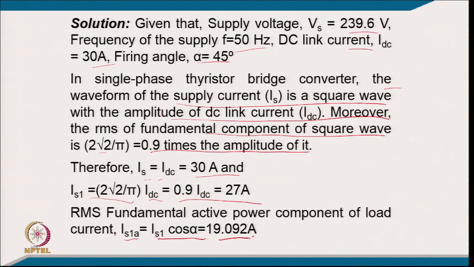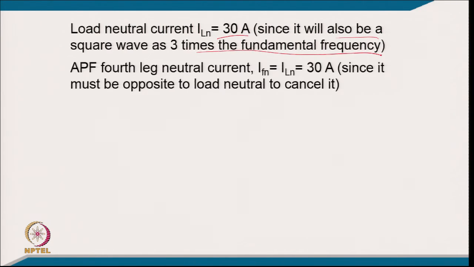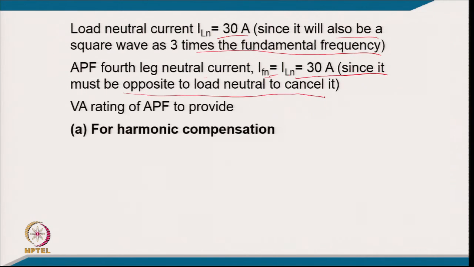Putting the value alpha 45 degree, you get 19.092 ampere. The load neutral current will be the same as 30 ampere, since it is also a square wave of 3 times the fundamental. The active power filter fourth leg current will be IFN equal to IL, that is 30 ampere, since it must be opposite to the load neutral current to cancel it.